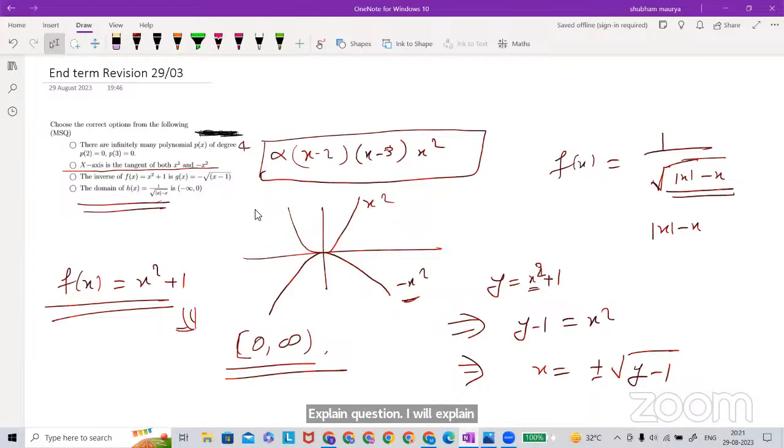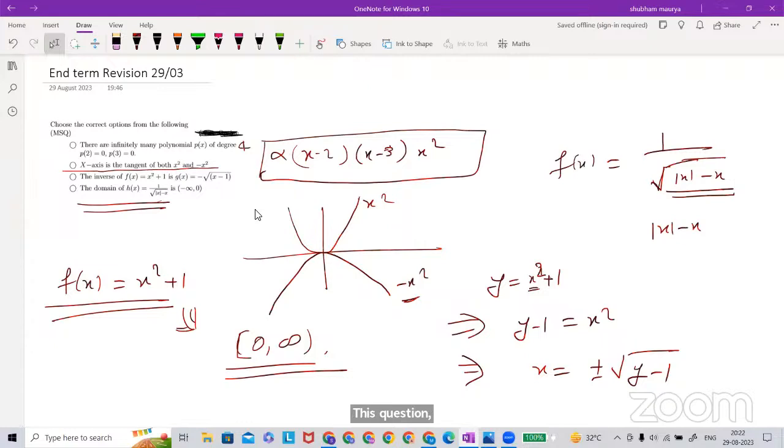Explain option 3, sir. How is it not an inverse function? Sir, I just joined now. What are you doing today? We have joined for revising the concepts of week 7, 8, 9. This one, sir. Sorry, this question, sir. Sorry, this question is of week 5 to 6.